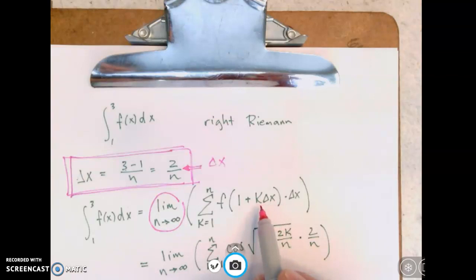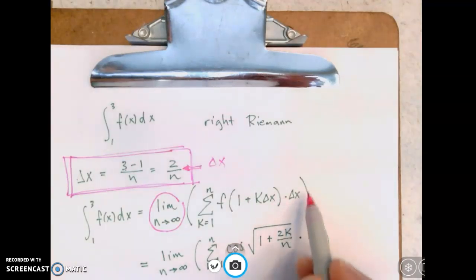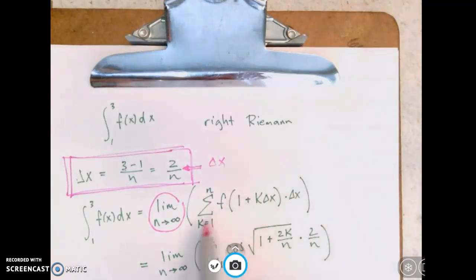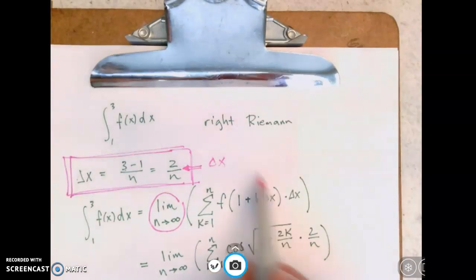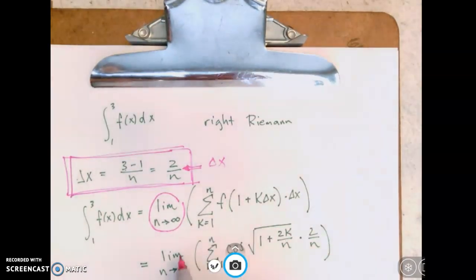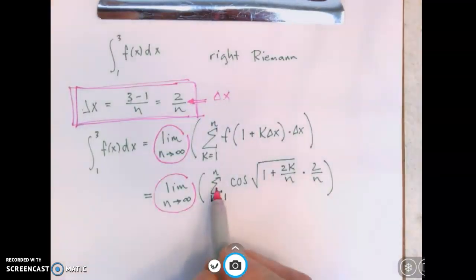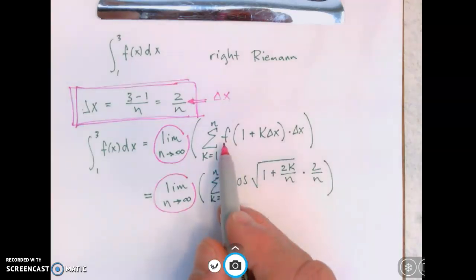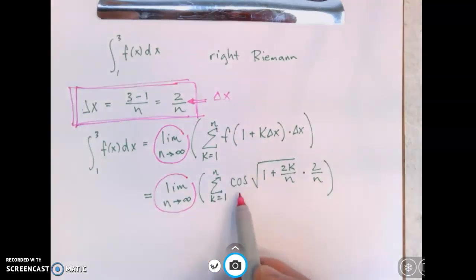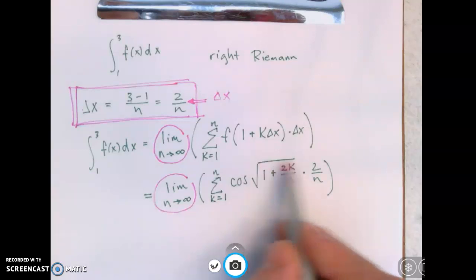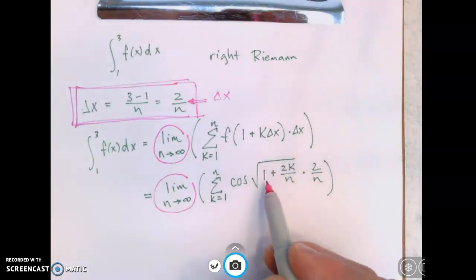So if our delta x is 3, then we multiply k times 3. We keep moving over every 3 to evaluate our function, and we multiply this whole thing by delta x. This general part we don't necessarily have to write down, but that's where we're going. Then we rewrite the same thing. The limit as n approaches infinity stays the same. The summation from k equals 1 to n stays the same. But instead of the general notation for a function, we now have the actual function, which is cosine of the square root. This is our starting value.